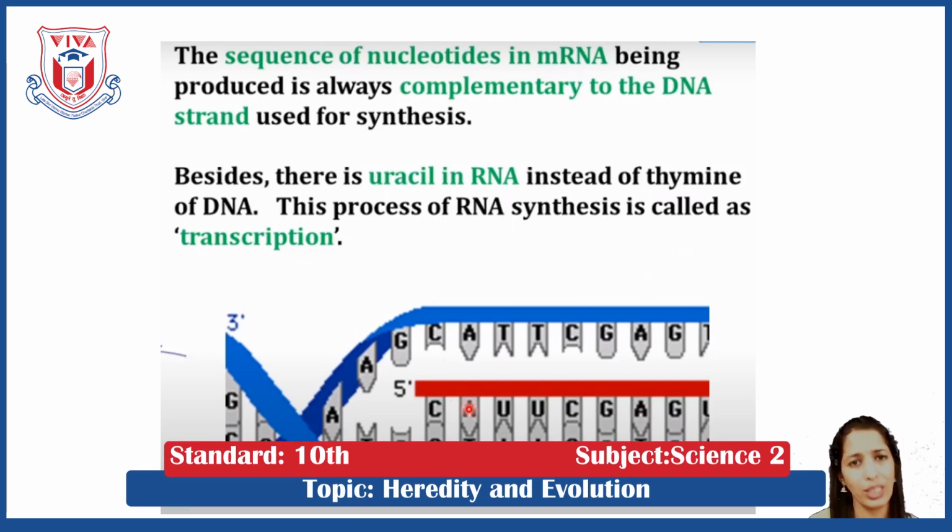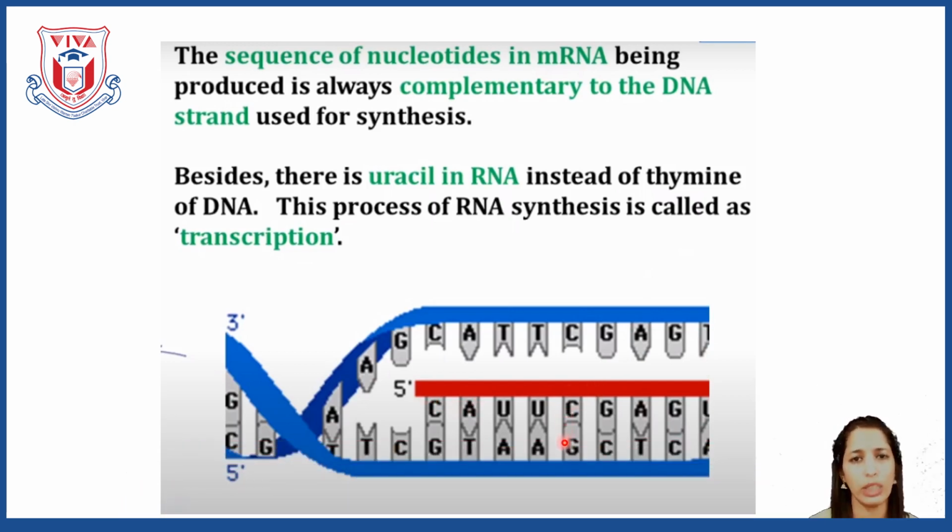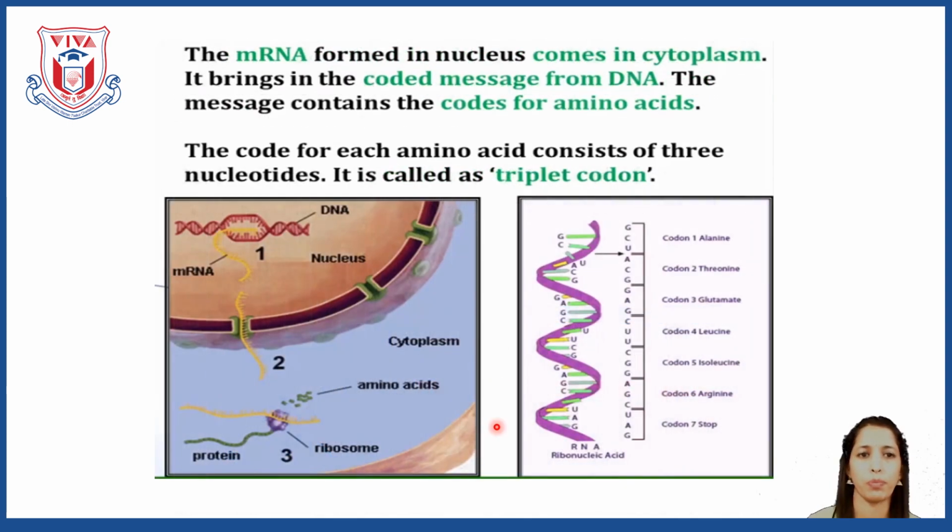Okay, so in this transcription, mRNA is formed with the complementary codes by the DNA. This process is occurring in the nucleus. Once this coded message is transcribed, it forms the complementary sequence in mRNA. Now, this transcription process is done, and then this mRNA comes out from the nucleus.